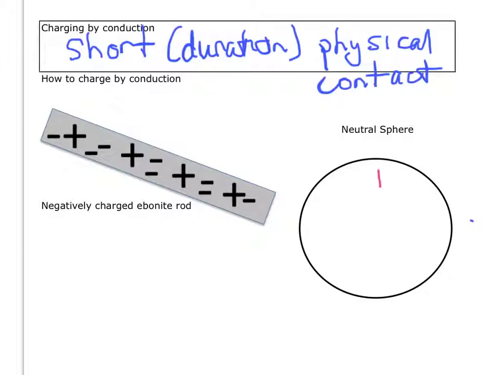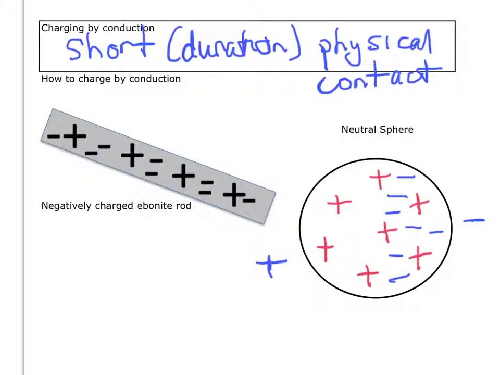A neutral sphere might have, well, billions and billions, but we're going to write down 7 protons, and it's going to have 7 electrons as well. But similar to what we learned with charge separation, as soon as I bring this negative rod close by, my 7 electrons are going to scooch over to the side to get away from the negatively charged rod. So now I have a negative side and a positive side.